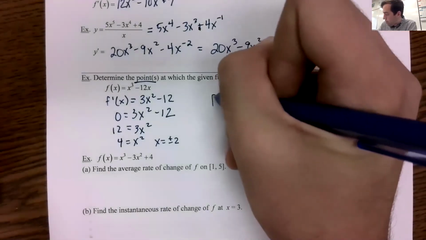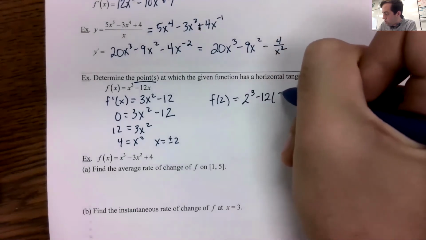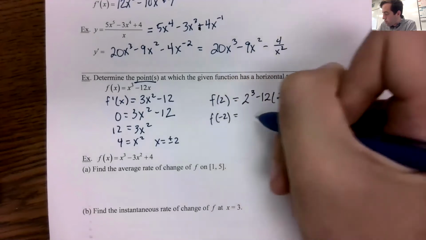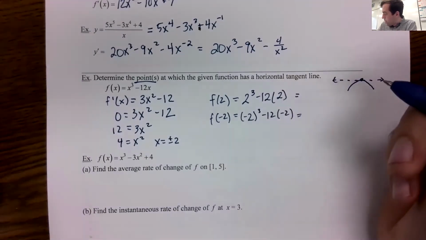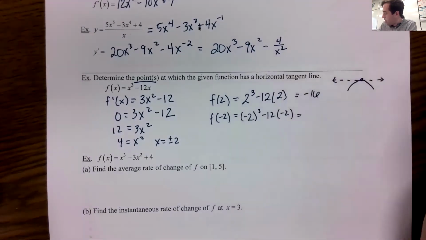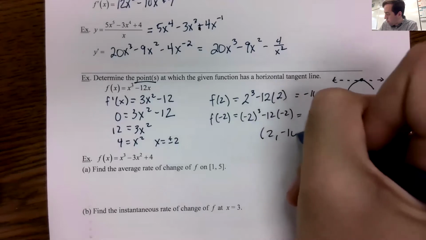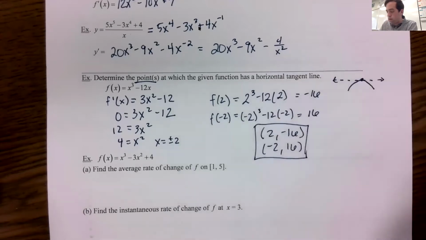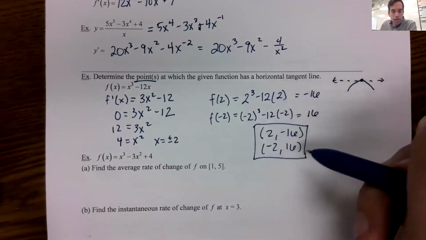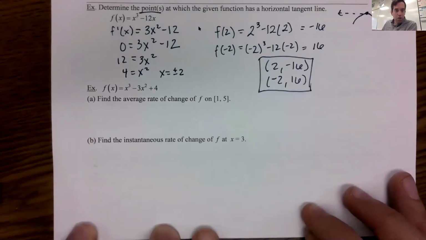So we're going to have to find f of 2, and f of negative 2. We end up with negative 16 and 16. So our 2 points are 2 comma negative 16 and negative 2 comma 16. And if you take a look at the graph of this curve, you will notice that those are the two maxes and mins, and they do have a horizontal tangent line. There you go, okay? All right, let's keep going.